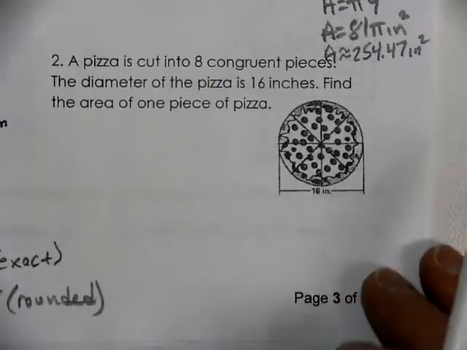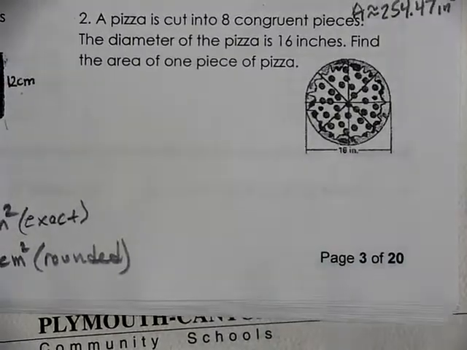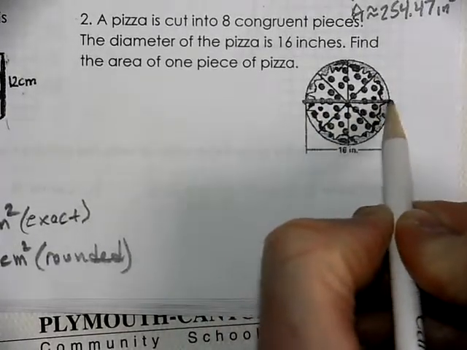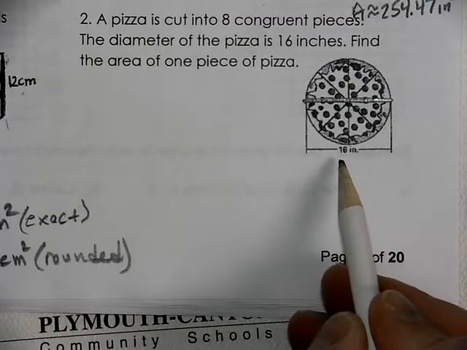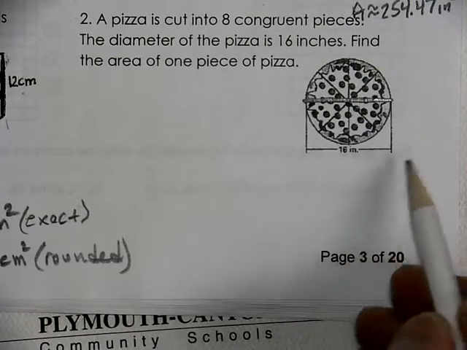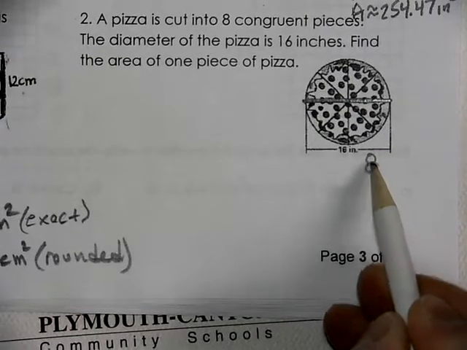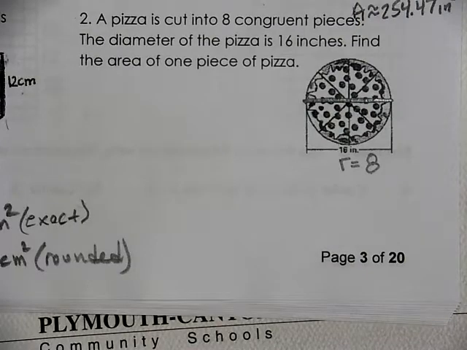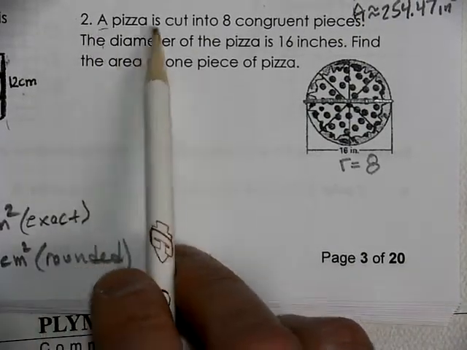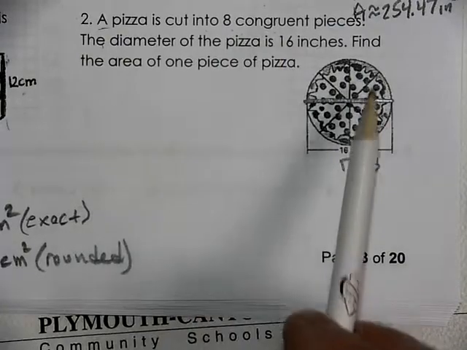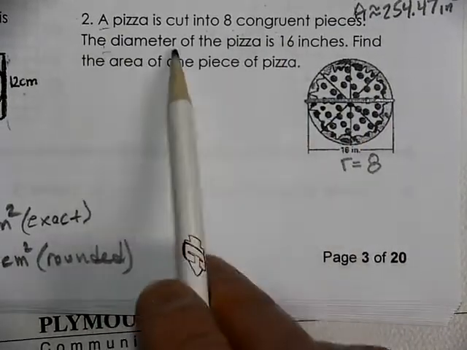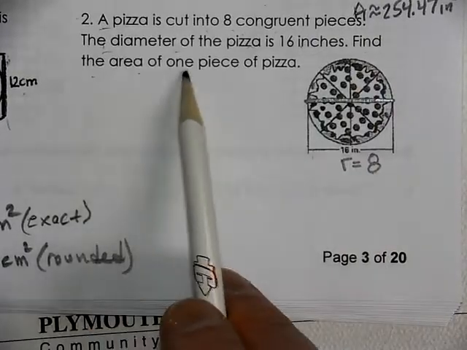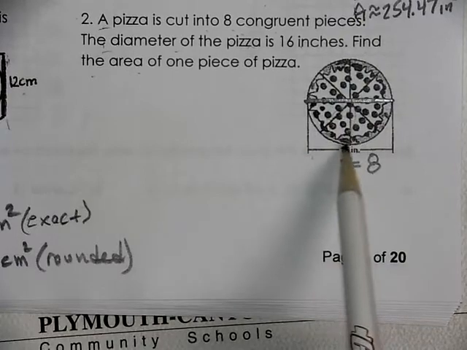All right, last question. We have this pizza. The pizza apparently has a diameter of 16. So if the diameter is 16, the radius is just going to be 8. The pizza is cut into 8 congruent pieces. The diameter is 16, which makes the radius 8. Find the area of one slice of pizza.